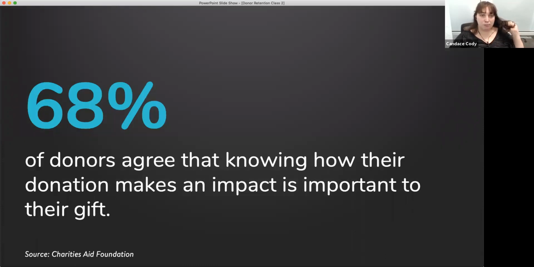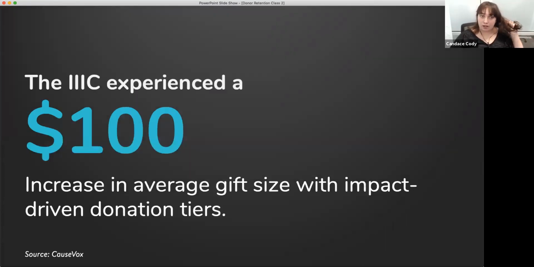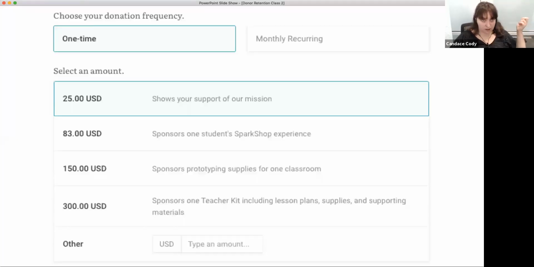And so both of these things speak to an increase in donor retention and an increase in gift retention as well, when you're communicating impact throughout your donation page and other communications. So here's just a quick example from SparkShop. They're using our donation page, and they just map out really, really simply and easily what each giving level actually does.